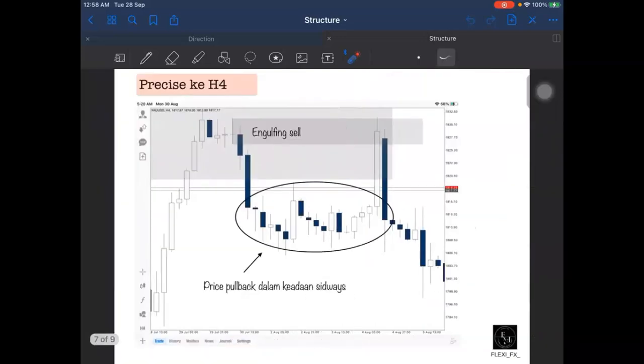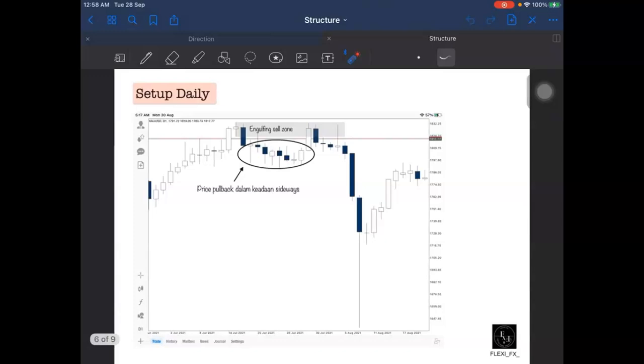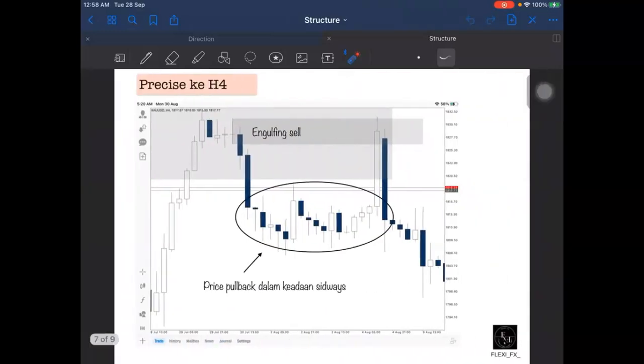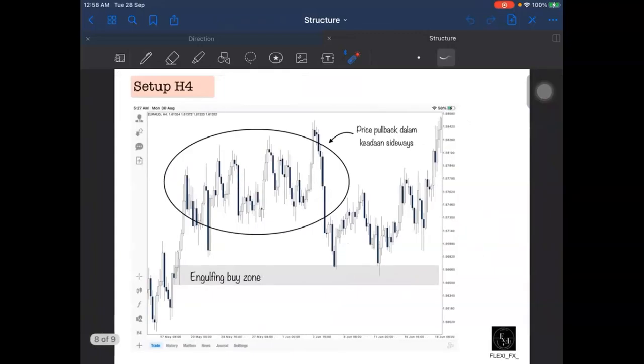So continue from this one, daily. Engulf, sideways. In H4, see, price forms engulfing sell again. So price will pull back by sideways again. When it comes in, you will either wait in H4 or H1. Always remember this.